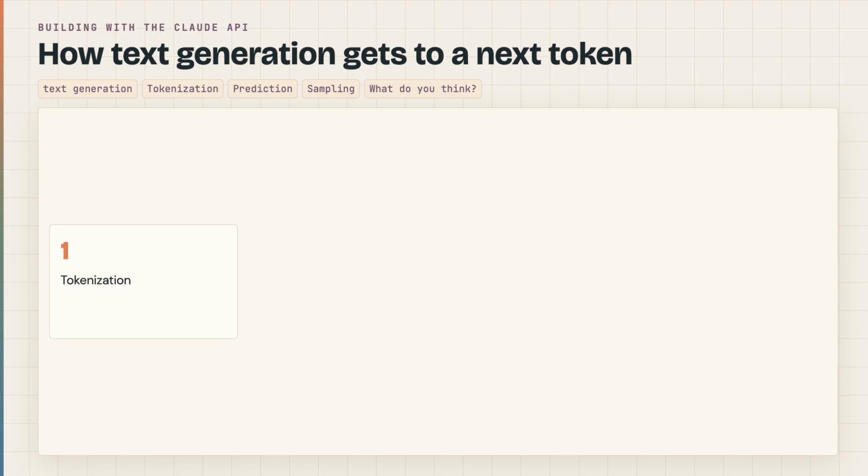Before the temperature dial makes sense, we need the text generation loop. Give Claude a prompt like, "What do you think?" The input is tokenized into chunks. Claude predicts probabilities for possible next tokens, and then sampling chooses one of those tokens. The loop repeats until the full message is complete.